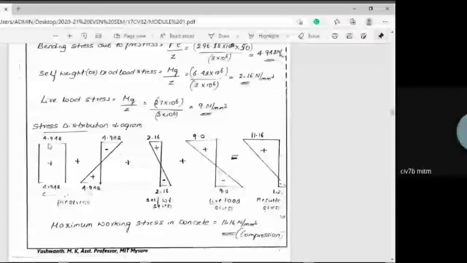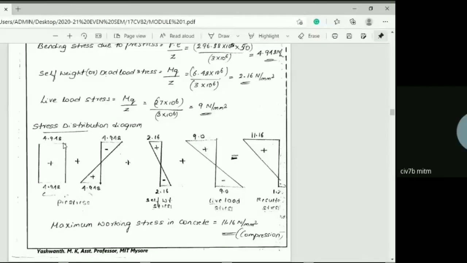Now, calculate the F superior, the topmost or extreme fiber stresses. So now 4.948 minus, plus into minus, it will become minus 4.948 plus 2.16 plus 9. So it will become 11.16. Is it clear? 11.16. So 4.948 minus 4.948 will become 0. Left with 2.16 plus 9, it will become 11.16.